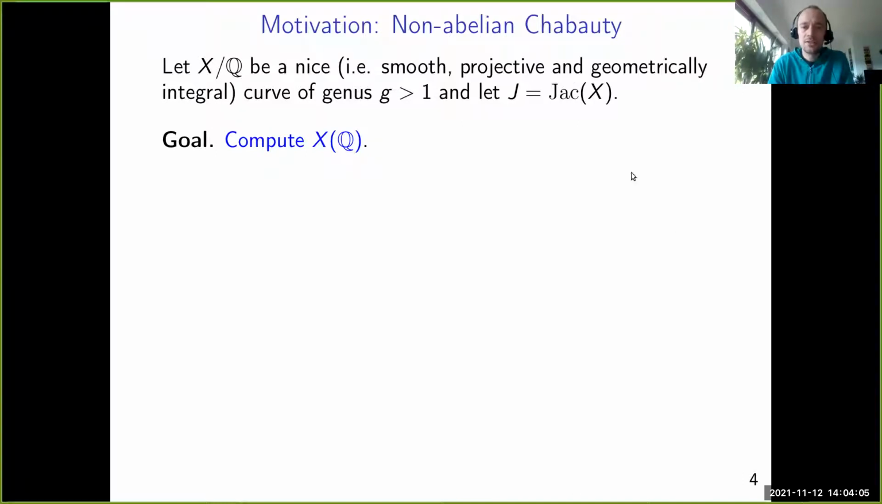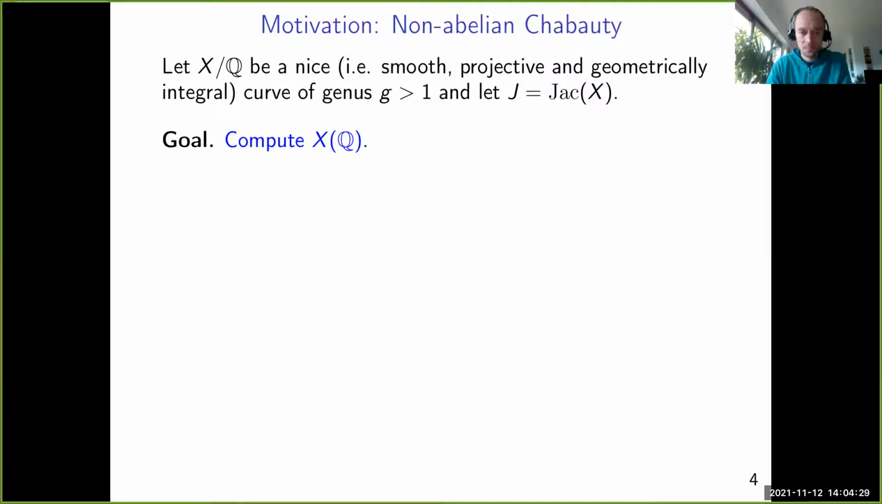So J is going to denote the Jacobian of X, and the goal is to compute the rational points on X. Now, by Faltings' theorem, we know that there are only finitely many of these, but there's still no algorithm, no effective methods that will always compute the rational points. We've got a bag of tricks that we could try to apply, but in general, this is a very difficult problem.